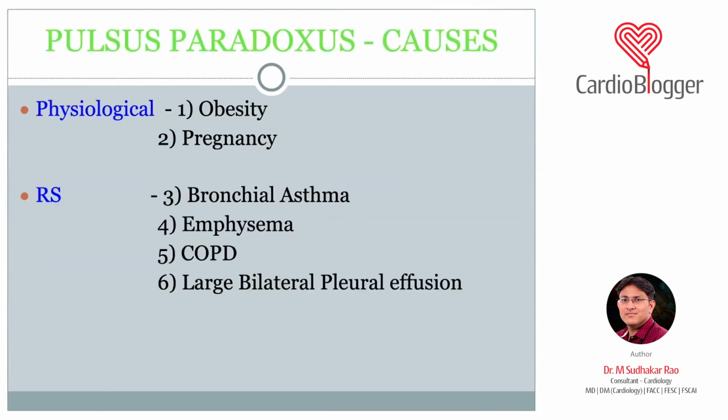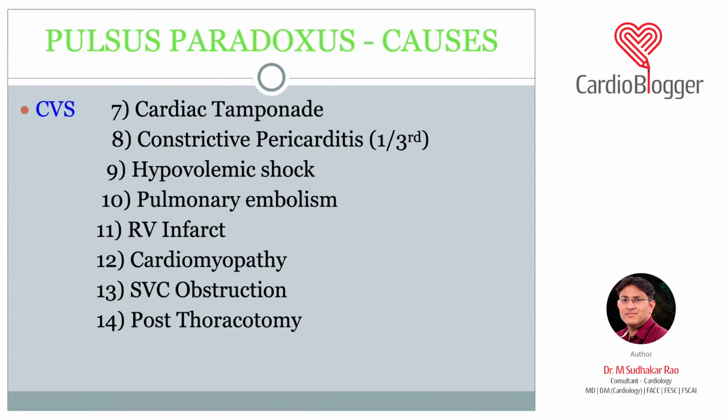Now, as I already told you, there may be physiological causes which are not much important, like massive obesity or a pregnancy. Respiratory causes are severe COPD, bronchial asthma, emphysema, and a large severe bilateral pleural effusion may rarely produce a paradox. But the most important thing is cardiac causes. Now in cardiac causes, if you remember 2 causes, it is more than enough. That is a cardiac tamponade, which by far is the most important cause.